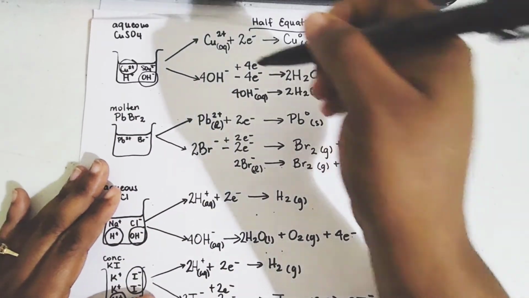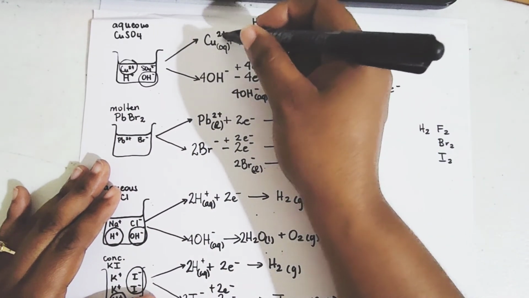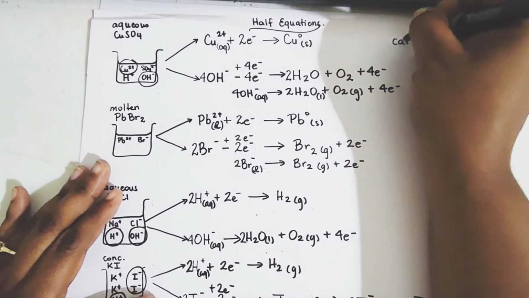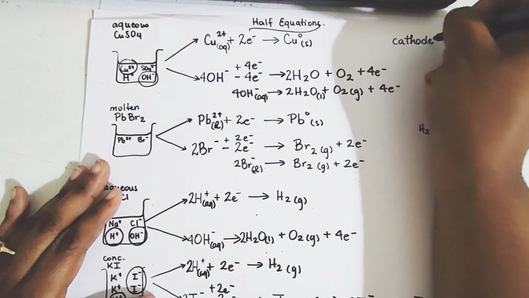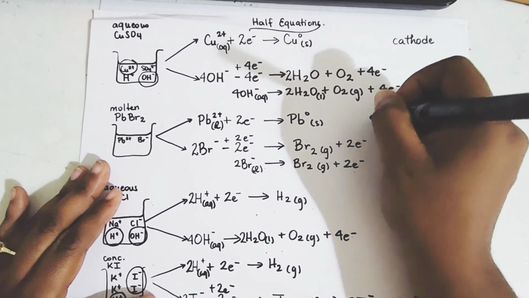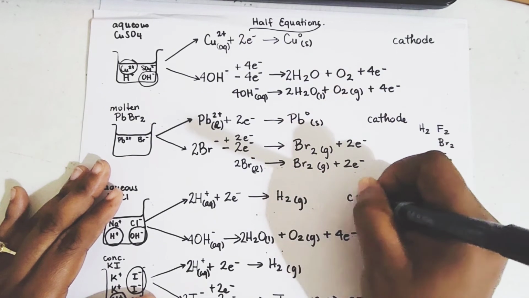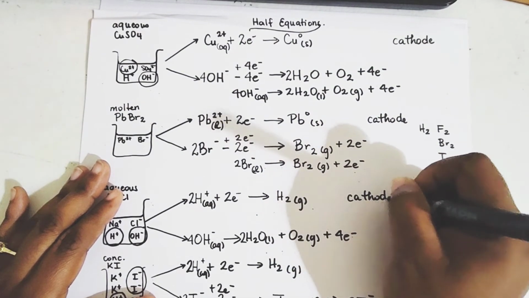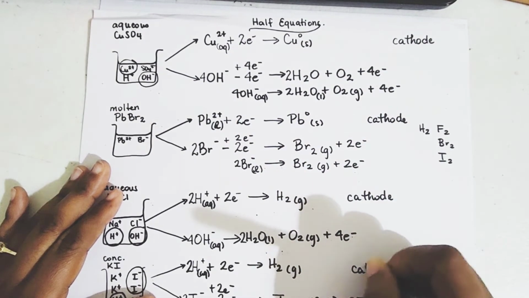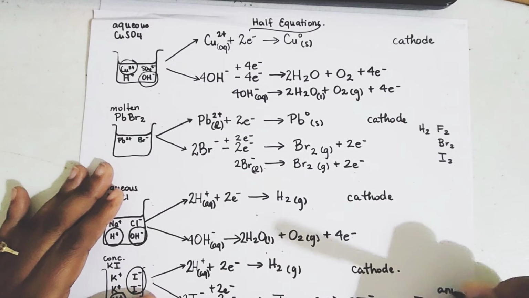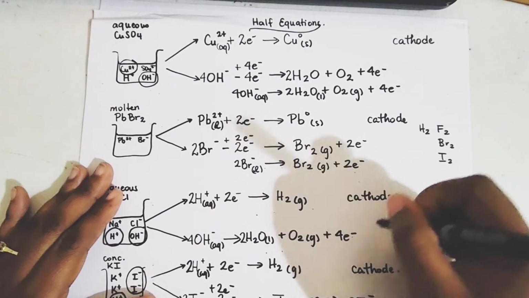And we know definitely where these half equations are going to be. Now, for instance, copper 2+ is a cation, so this will happen at the cathode. Anything that has a positive oxidation state happens at the cathode. And again, cathode here. So everything else that has a negative oxidation state happens at the anode.